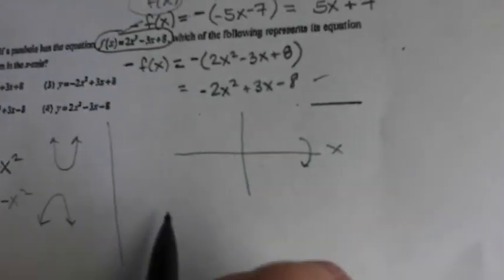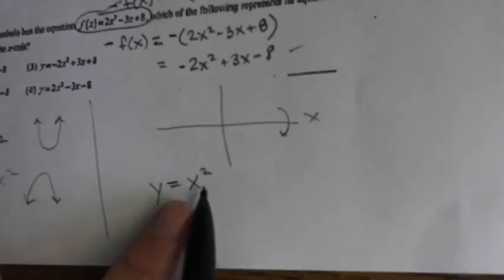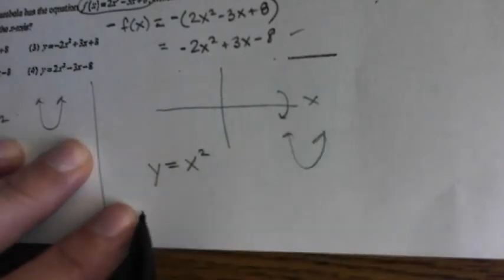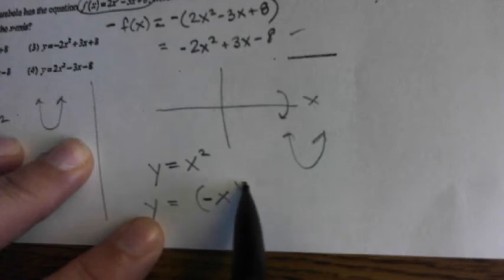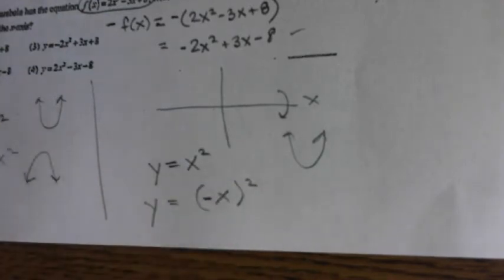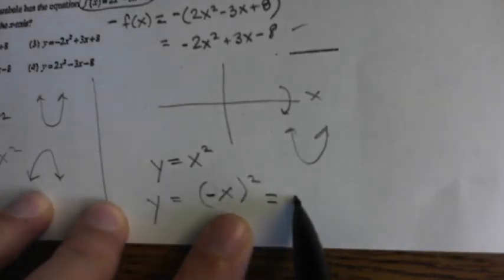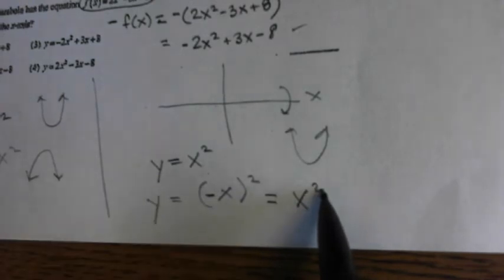On the other side, think about this. y equals x squared. We know that opens up. What if I negate it within the function? If you negate it within the function, it's supposed to flip it horizontally, correct? When you simplify that, what do you get? Still a positive x squared. And this kind of relates to the question you asked on the homework.